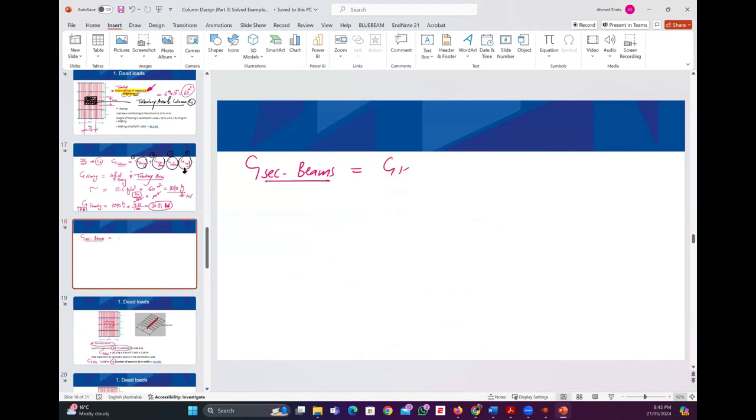It will be G self weight of the secondary beam times what, if you remember? The number of beams. Yes. Times also the load width of the beam, because this is the length of the secondary beam. So times the load width of the beam, times the number of secondary beams.